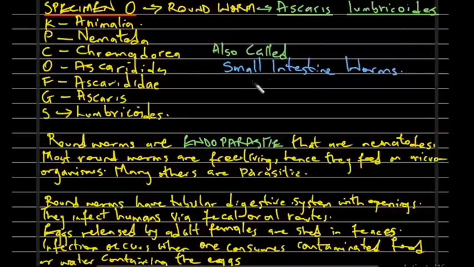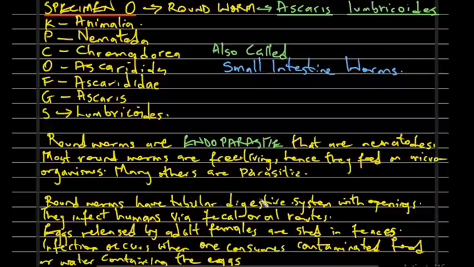They are also called small intestine worms because they are found in the small intestine. That is another name that they are known by. Roundworms are also endoparasites because they are found inside the body of the host. They are nematodes, and most of them are free living, because they do not feed ordinarily. They feed on microorganisms, but many others are parasitic.